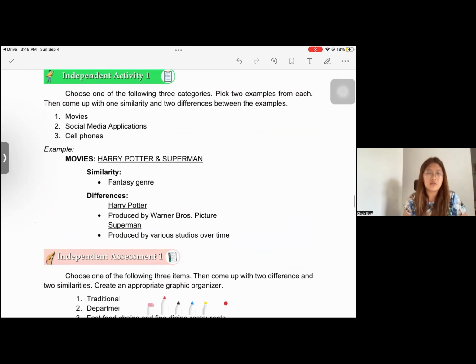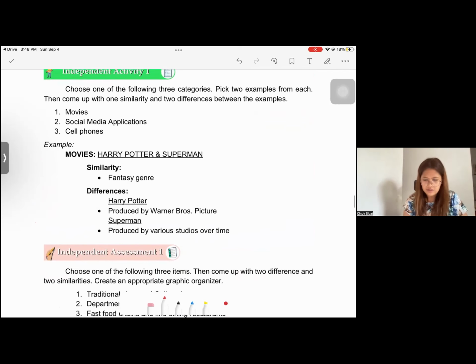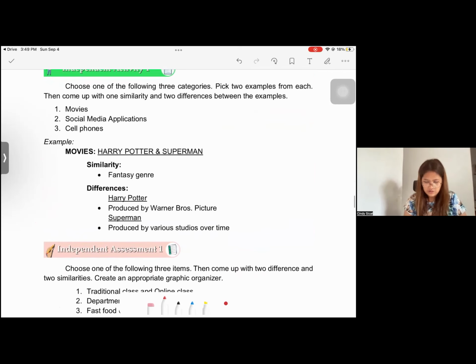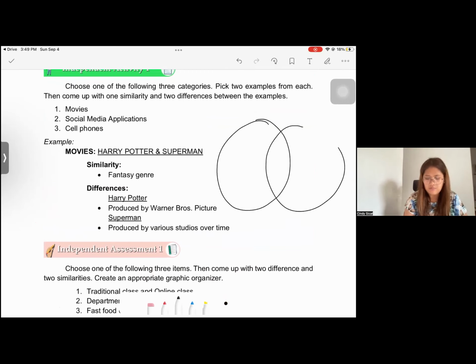So let's look into this. Choose one of the categories, pick two examples from each. Then come up with one similarity and one difference between the examples. So let's use what I told you a while back. Let's use a Venn diagram. Let's talk about iPhones and Android phones.